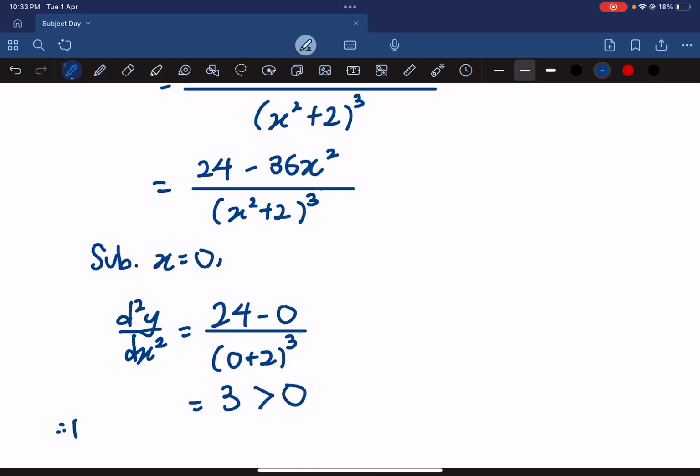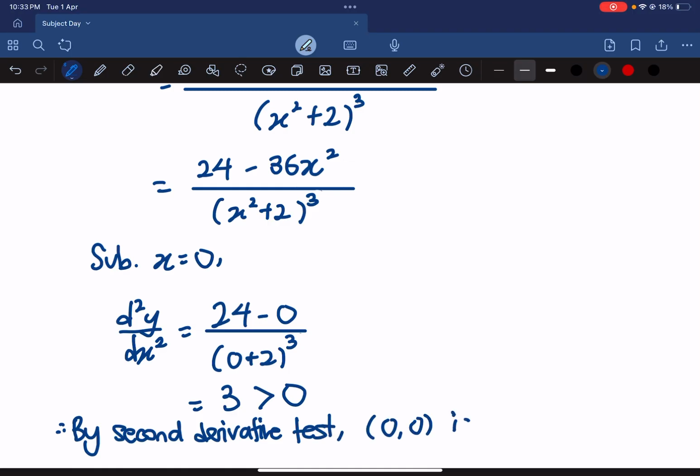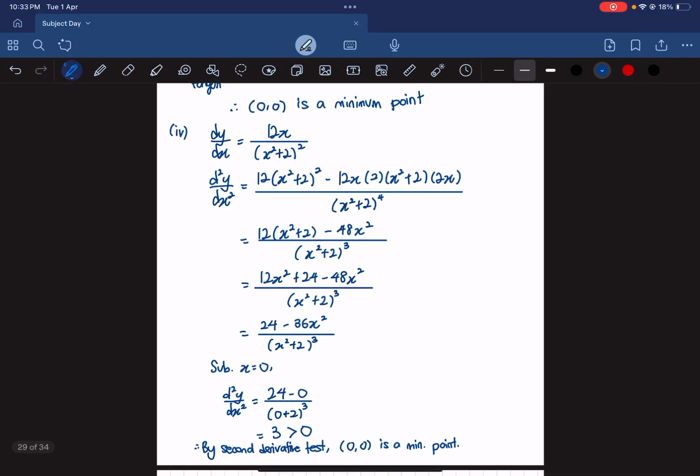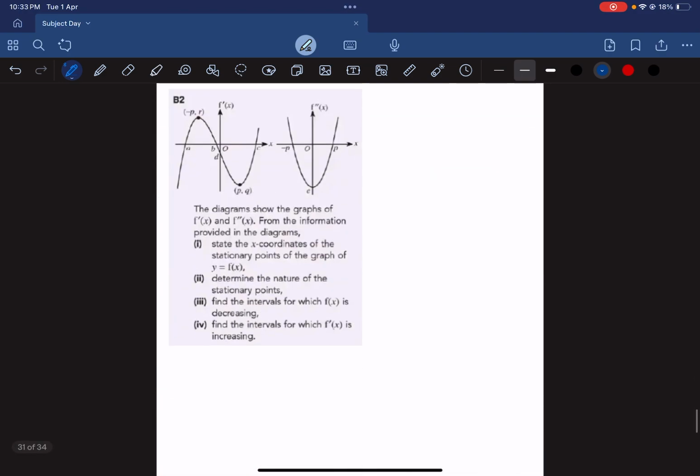So therefore, by the second derivative test, 0, comma 0 is a minimum point. So there you have it. We have two different ways, using either the first derivative test or the second derivative test, to show that 0, comma 0 is a minimum point. Okay. Alright, so now let's look at question 2.